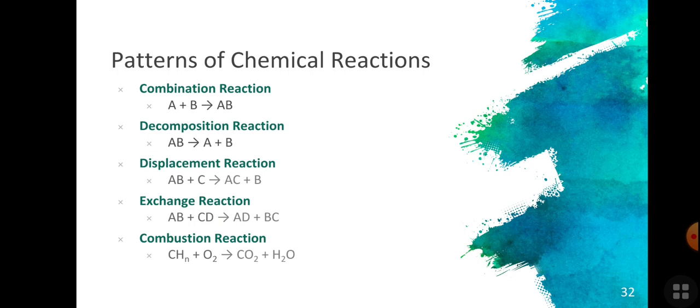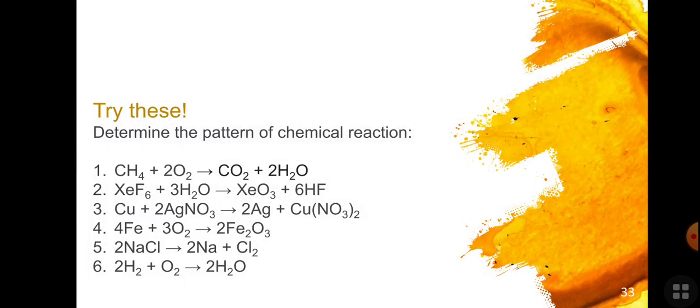Then, combustion reaction. This is the general chemical formula. Ang medyo maiiba lang dyan is yung pinakasimula, CHN. CHN represents the organic compound. So, any combustible organic compound ito, na it will always react with oxygen gas to produce carbon dioxide and water. So, yan yung ating patterns ng chemical reaction. So, based on these chemical reactions, try natin sagutan itong pinakauling exercises.